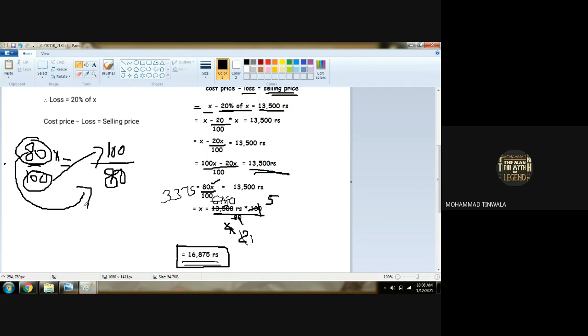Are you getting my point? So X at a side, 13,500 rupees multiplied by this 100 went to multiplication form. This 80 went to division form. Or we can say, what is the reciprocal of 80 upon 100? 100 upon 80. Reciprocal of 80 upon 100 will be 100 upon 80. So we took 100 upon 80 over here.